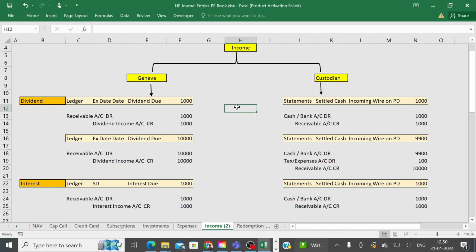The last module will be on redemption. We'll see how redemption entries are posted in the books of account. So please check the next module as well.